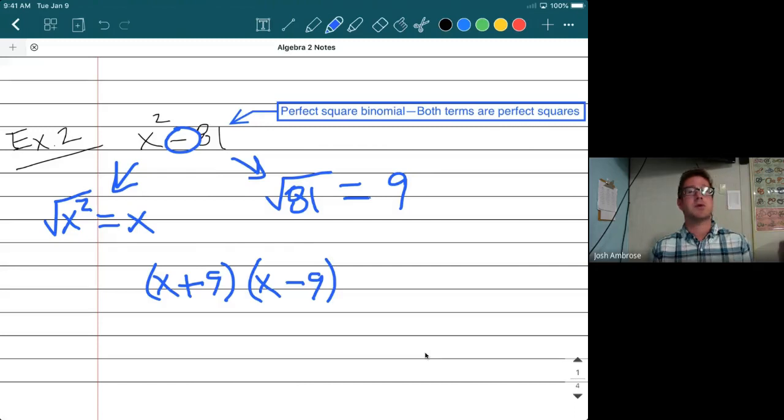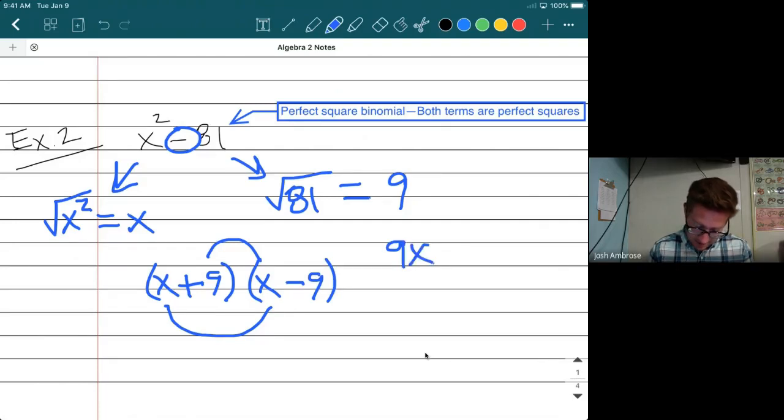You would use what's called FOIL. All right, FOIL is an acronym. It stands for first, outer, inner, last. We would just go backwards. What is x times x? It's x squared. All right, we have that. What is 9 times x? It's 9x. Then, what is x times negative 9? That's a negative 9x.